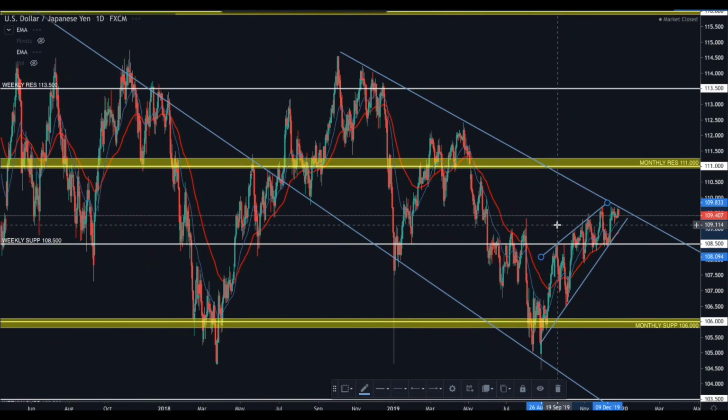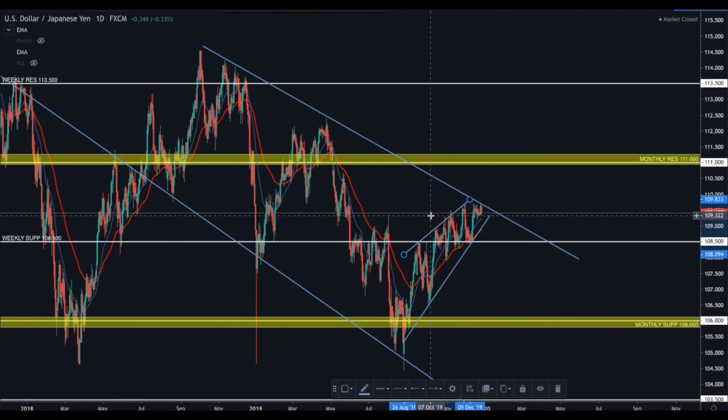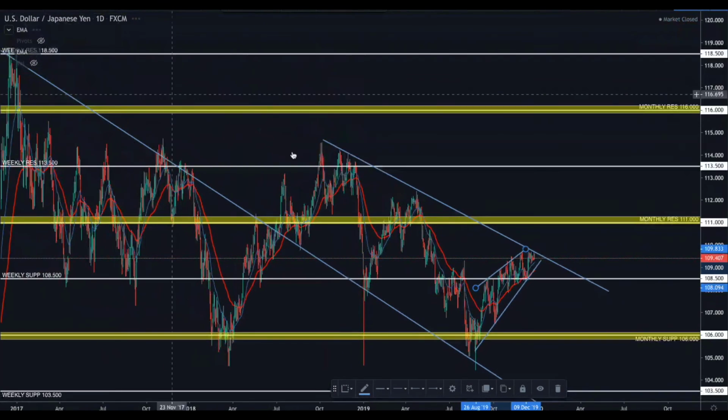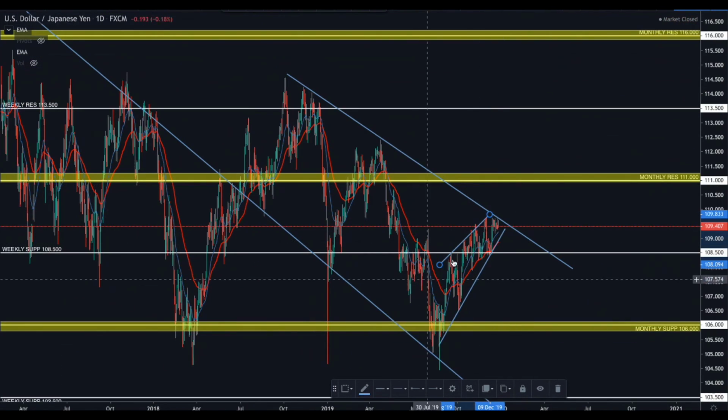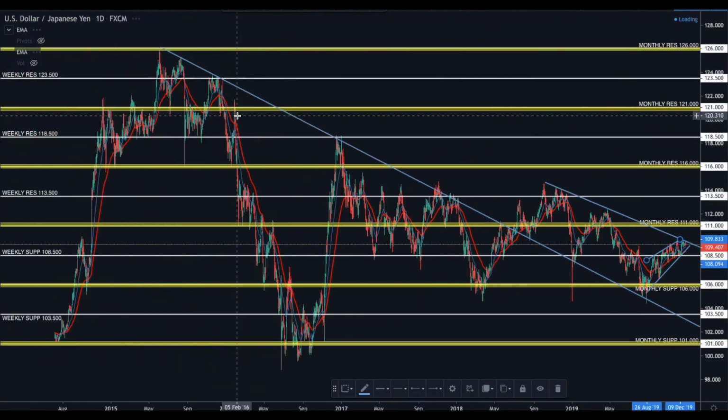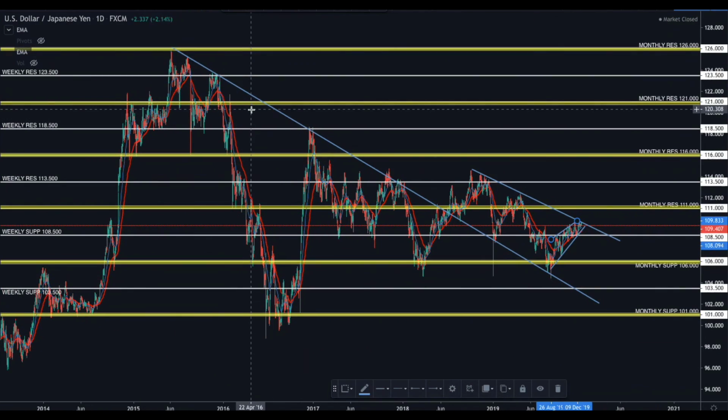So just from this, we can see we're at an interesting level for dollar yen. We could either have a break of this and then a retest and then a long trade up to this monthly resistance at 111, or we could see a breakdown of this and then maybe even a breakdown of this down to the recent lows at 106. So dollar yen's interesting, and these trend lines make it so easy to analyze price.